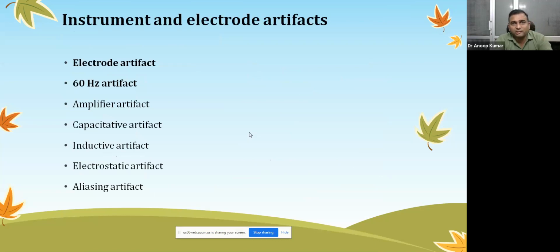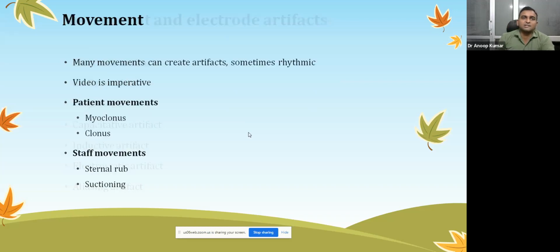These are examples of instrument and electrode artifacts: electrode popping, 60 Hz artifact, amplifier artifact, capacitive artifacts, inductive artifact, electrostatic artifacts. There are also movement artifacts. When the patient moves during the EEG, the EEG electrodes record abnormal activities. That is the movement artifact. In those conditions, we have some pathological movements like myoclonus or clonus. It can be caused by the staff of the ICU or the EEG room in the form of external rubbing or suctioning.